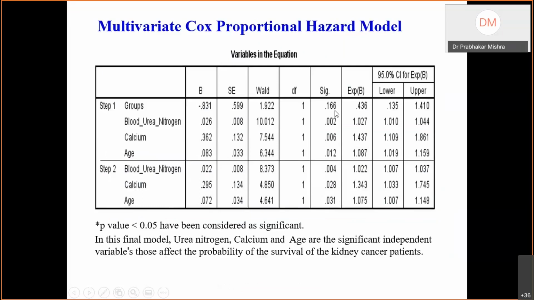When this was excluded, then all 3 are coming significant. इसका मतलब है हम बोल सकते हैं in the final model urea nitrogen calcium age are significant independent variables, those affect the probability of survival of the kidney cancer patient. तो हम यहाँ पे बोल सकते हैं कि blood urea nitrogen calcium and age, these are the independent predictors of the survival time of the kidney cancer patient.